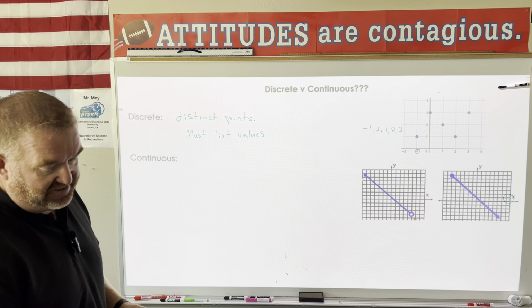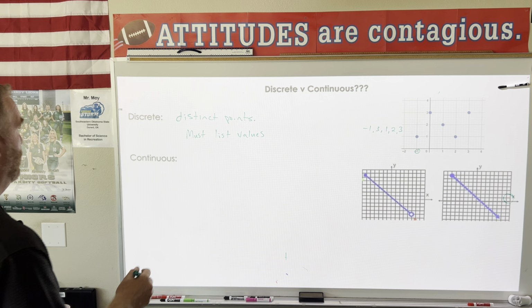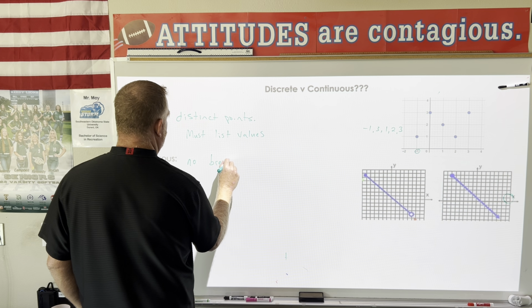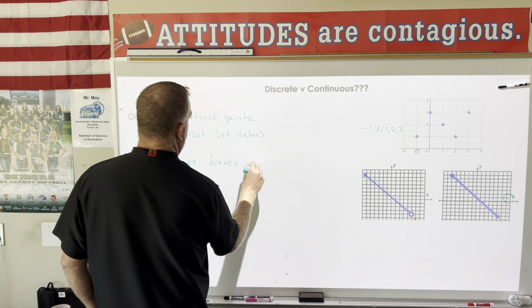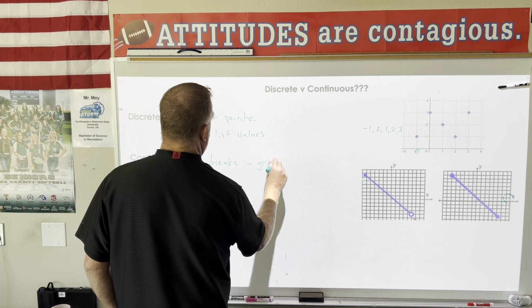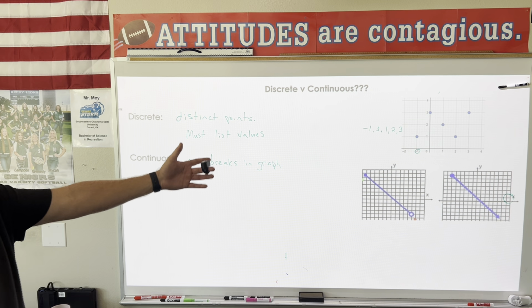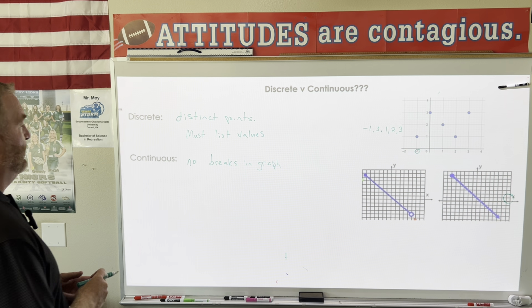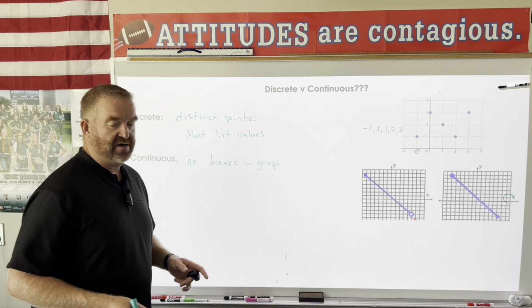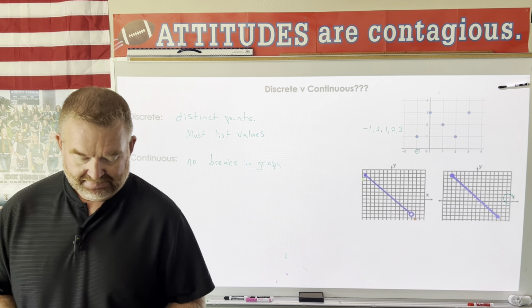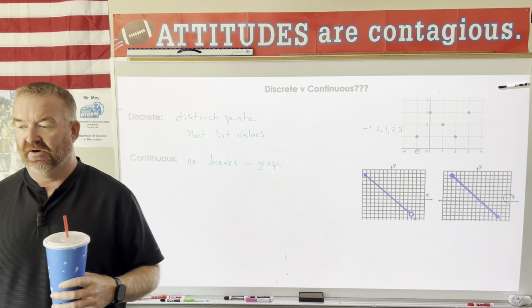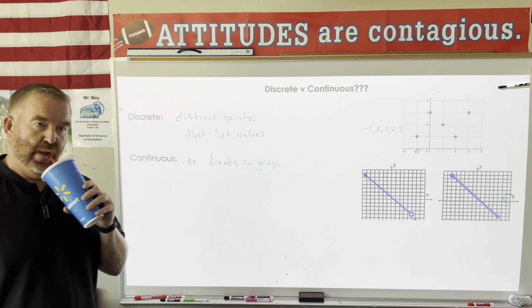All right, continuous. What is continuous? A line. There are no breaks in the graph. No breaks. Kind of like those. Okay, and we will talk about that in a minute. Everybody good? No breaks in the graph. All right.